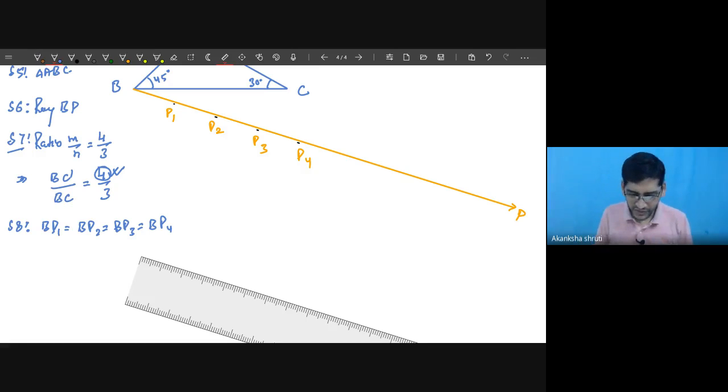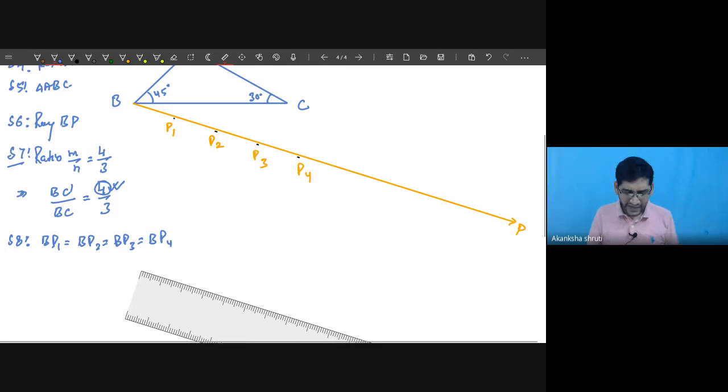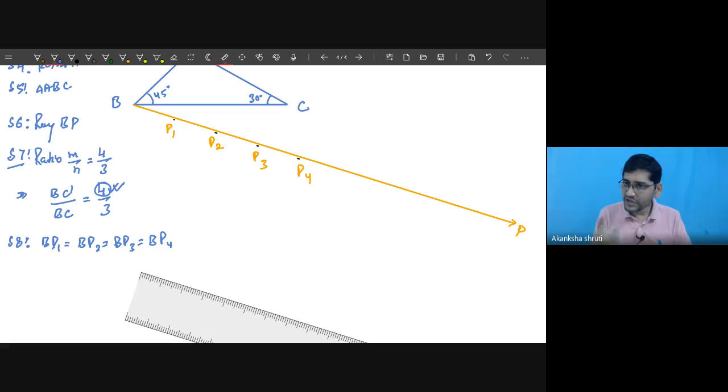After this, what to do? Which one to join? I had also told you, you draw the largest number in the ratio over this ray, but whatever is given in the denominator, the given one is always in the denominator. So this you have to join to C. That is the only thing that you have to keep in mind. So this time do not blindly join P4 to C. That will give you the wrong result.